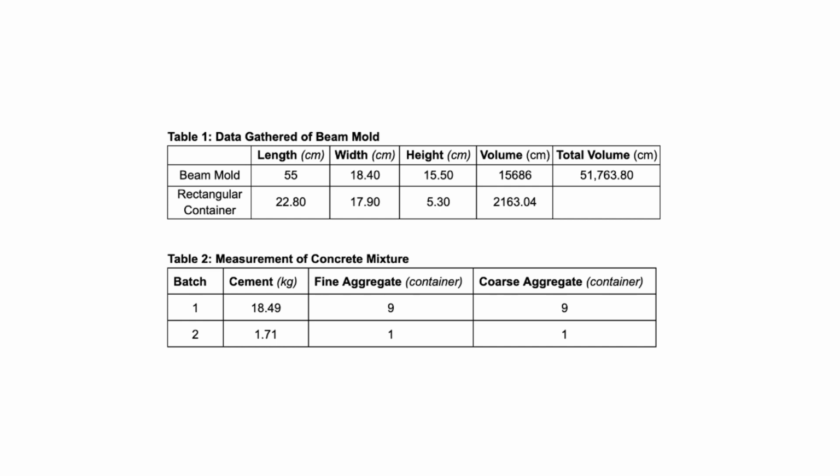The volume needed to be filled was 4,776.64 cm3, resulting in a shrinkage factor from the assumed 10% to 18% overall. Thus, in order to fill the shrinkage, 1.71 kilograms of cement, 1 rectangular container of fine aggregate, and 1 rectangular container of coarse aggregate were added to the second batch.